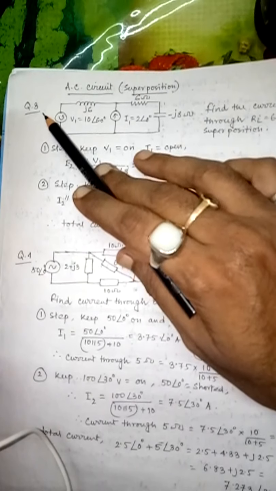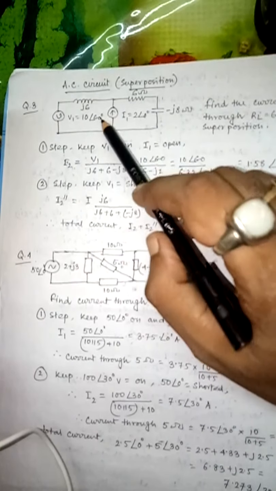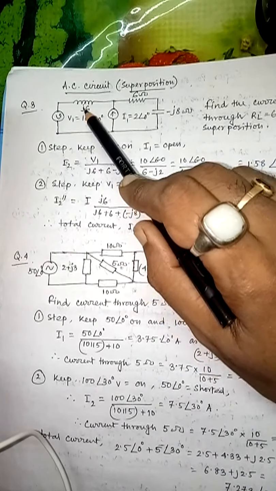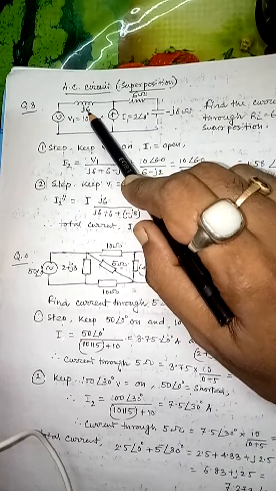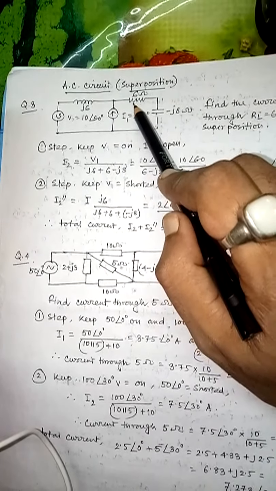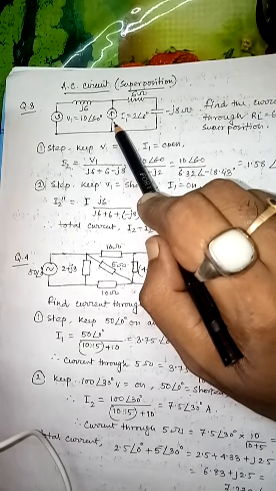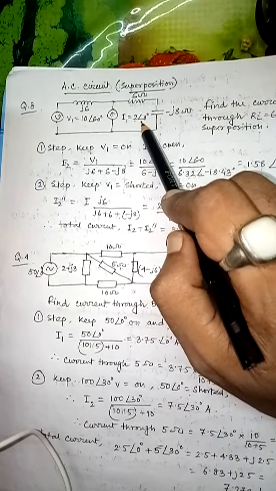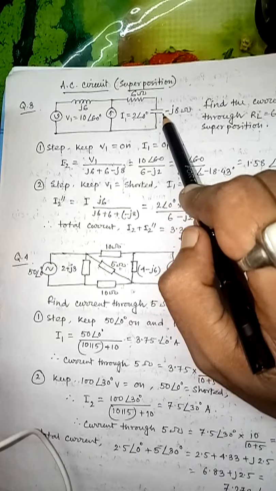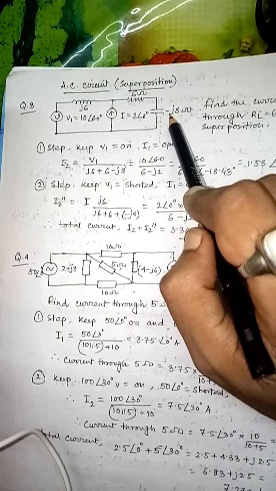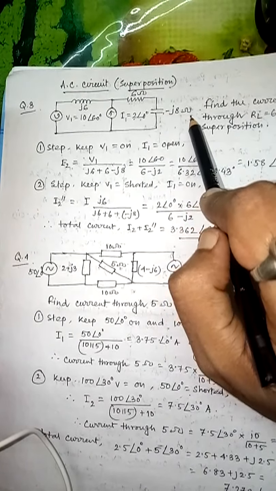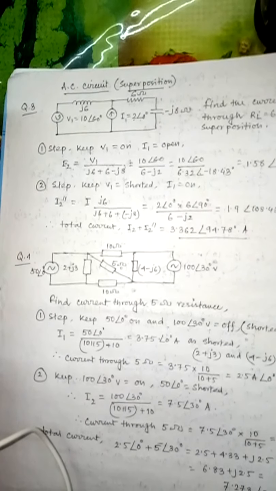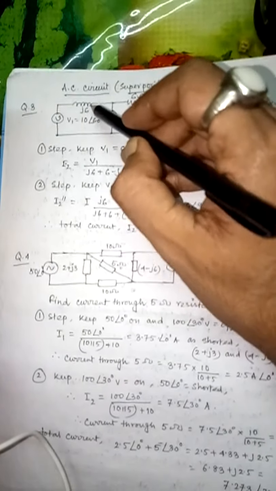One problem here, question number 3: one voltage source V1 given as 10 angle 60 degree, one inductance J6 ohm, a resistance 6 ohm, one current source I1 with amplitude 2 and angle 0 degree, and one capacitor having the value minus J8 ohm. Find the current. Here all values are in the omega scale.